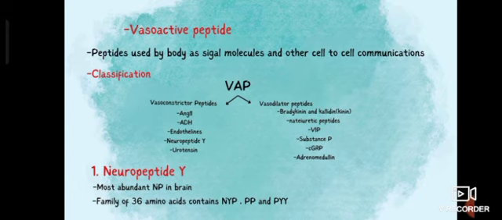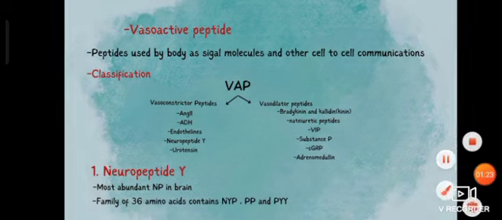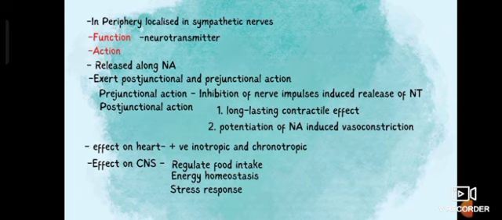First is neuropeptide Y. It is the most abundant neuropeptide in the brain. It comes under the 36 amino acid family. The members of this family are neuropeptide Y, pancreatic polypeptide and peptide YY. Neuropeptide Y is localized in sympathetic nerves. Its function is neurotransmission. Its action is that it exerts post-junctional and pre-junctional actions, and it is released along with noradrenaline.